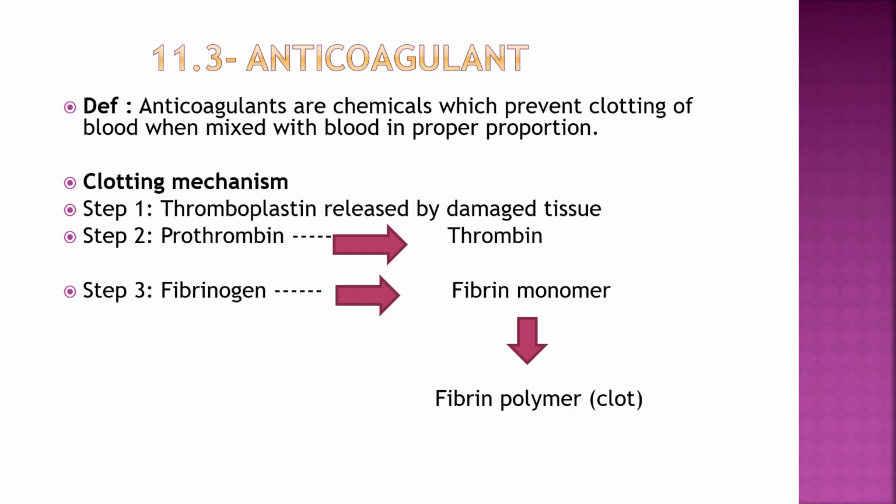So today we will see a lecture on anticoagulants. Definition: anticoagulants are chemical substances which are required to prevent clotting of the blood when mixed with the blood in proper proportion. So in short, we will see the clotting mechanism.